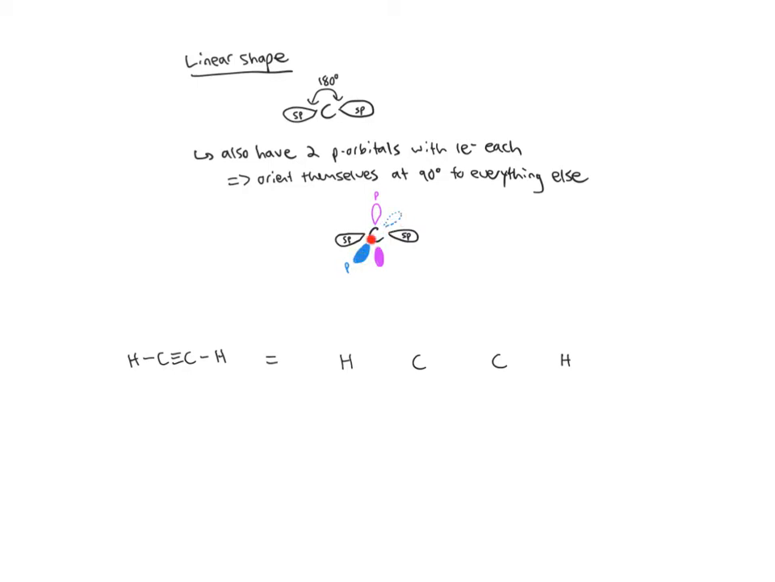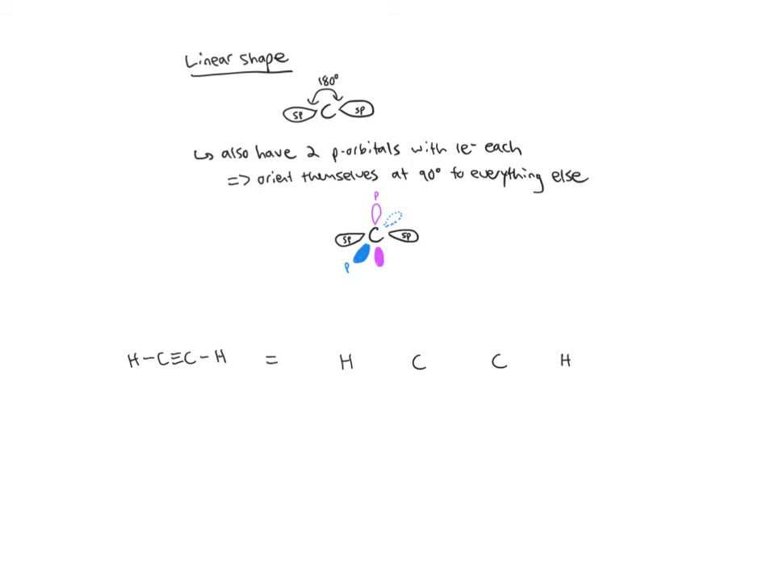This blue p orbital is going to do the exact same thing. It's going to be orienting itself 90 degrees to everything as well. And so that's what's going to happen with those leftover p orbitals. But we also are going to have to think about how this carbon is going to make a bond with the other carbon. So this was our molecule that we were dealing with.